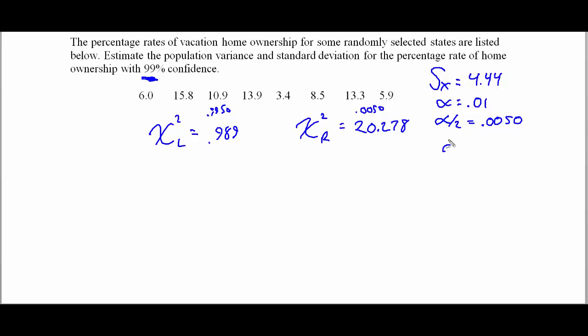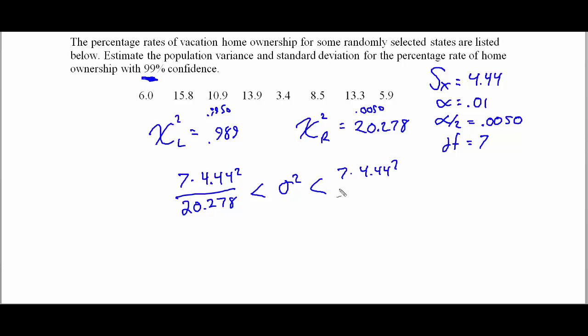Our degrees of freedom in this case is going to be 7 because we have got 1, 2, 3, 4, 5, 6, 7, 8 pieces of data, and one fewer than that is 7. So this is going to give us the formula for our confidence interval for the variance as 7 times 4.44 squared divided by chi-squared right, 20.278, which is less than the variance, which is less than degrees of freedom times the standard deviation squared that we found by typing it into the calculator, divided by chi-squared left, 0.989.